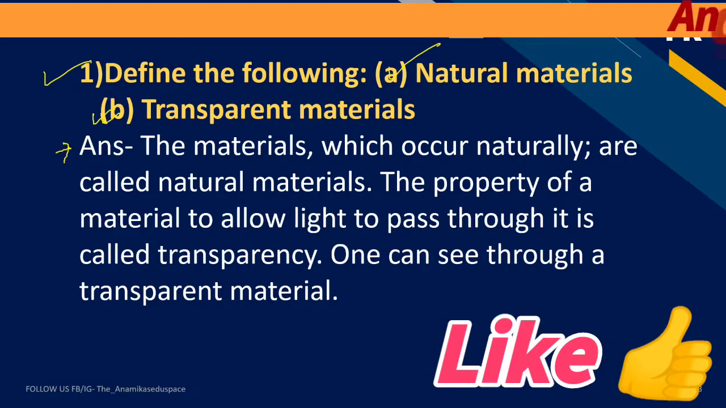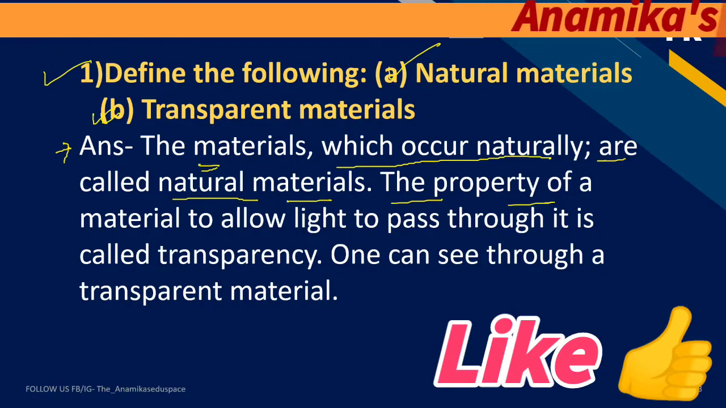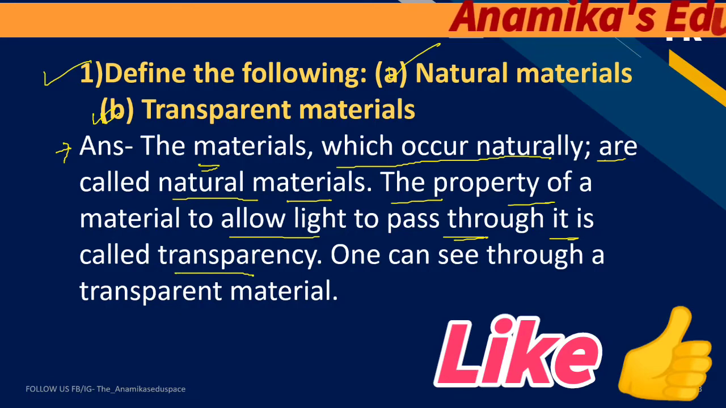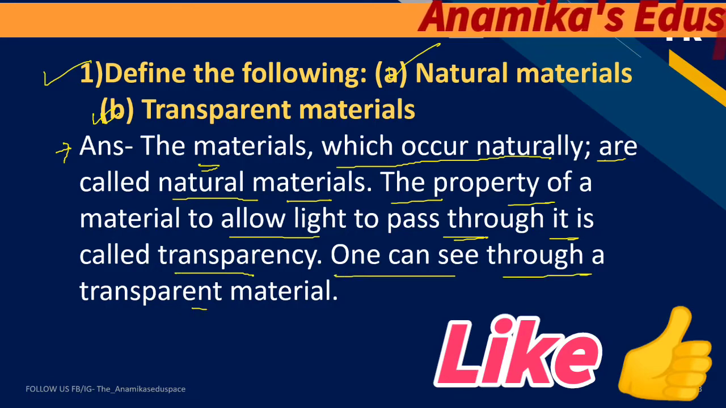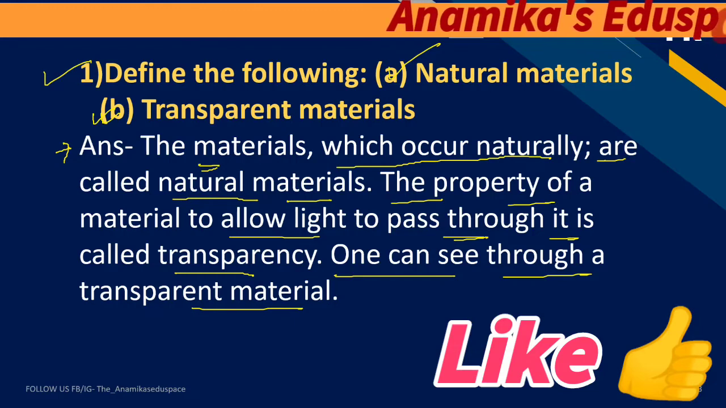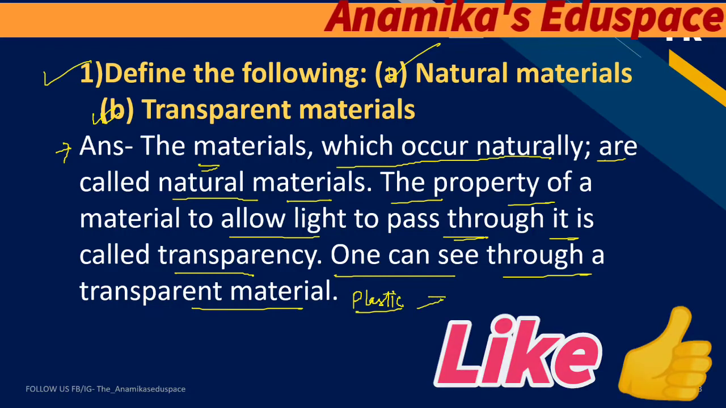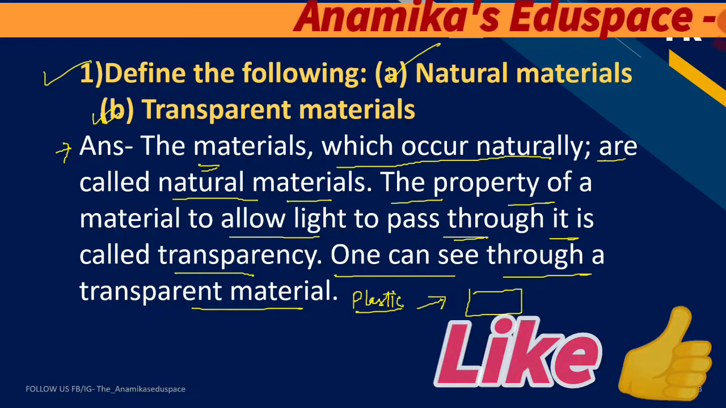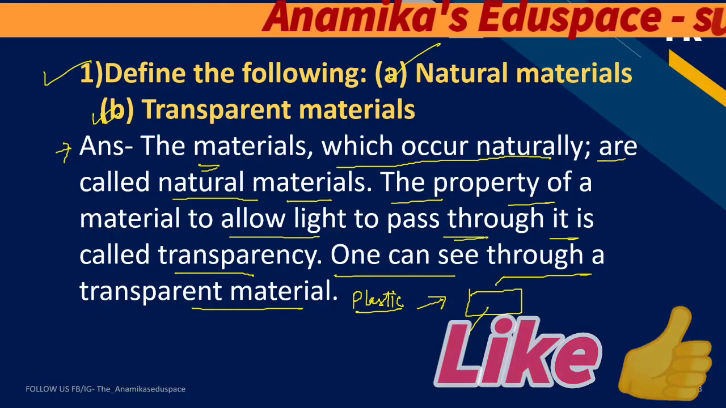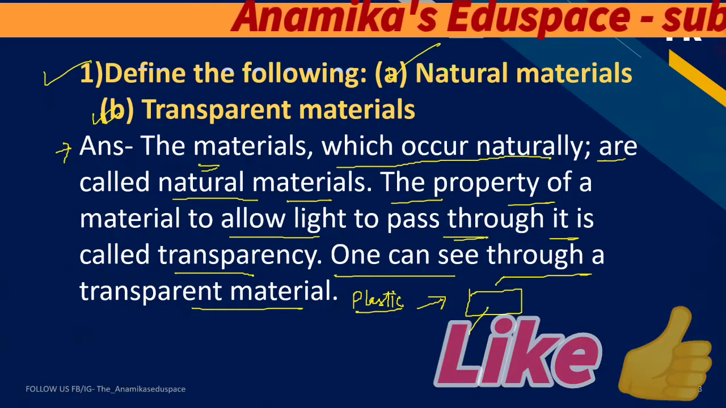So we'll go as the materials which occur naturally are called natural materials, or the things which we obtain from nature. Clear? Now the property of a material to allow light to pass through it is called transparency. One can see through a transparent material. An example is thin plastic, through which light can pass, and like your white scale, through which light can pass and you can see on both sides. So that is known as a transparent material.